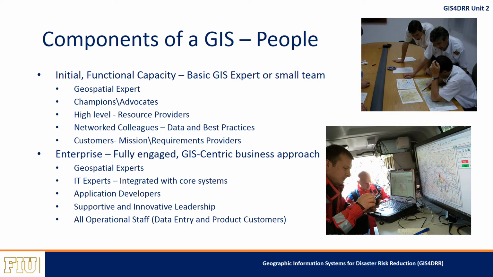The most important aspect of a successful GIS application is people. Depending on how invested your organization is in GIS, you may need different types of people to ensure your success. If you have a basic GIS functionality, which many organizations have to start with, you'll have a GIS expert who operates the software, a champion within the organization, positioned in a place to advocate successfully for the capability.